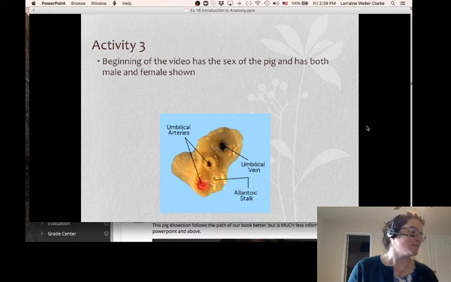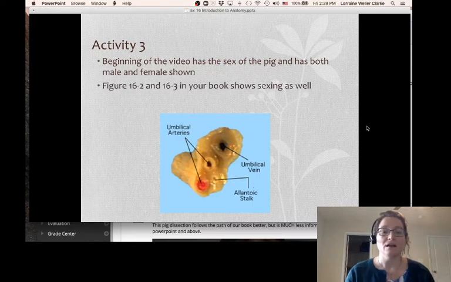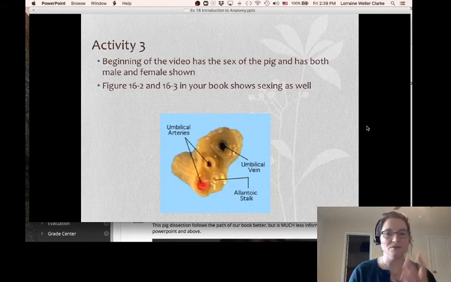So activity 3. The beginning of the video has the sexing of the pigs. Make sure you watch that so you can tell the difference between a male and a female pig. Basically, what should you look for? You look for the anus, and then there's a small finger-like projection for females, and there's not one for the males. Again, watch the video. This is important, okay? So 16.2 and 16.3 on page 270 also shows the sexing. Make sure you are familiar with that.